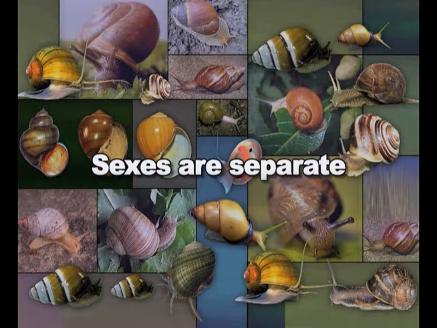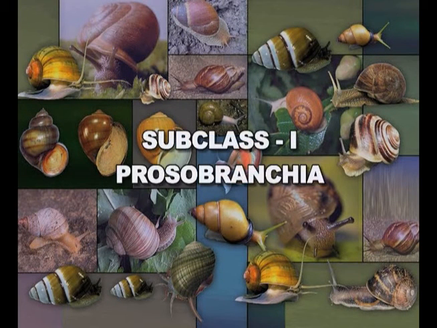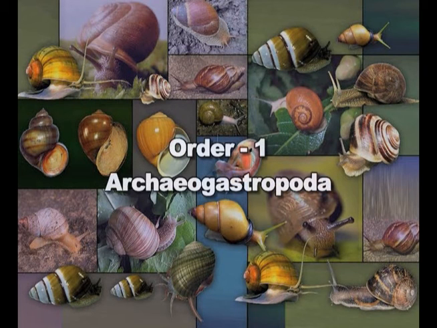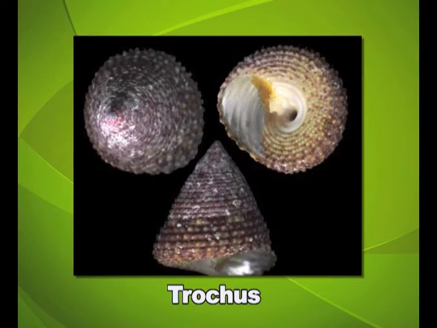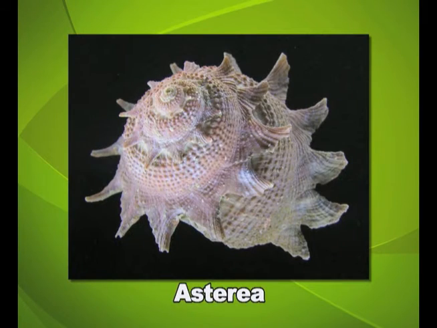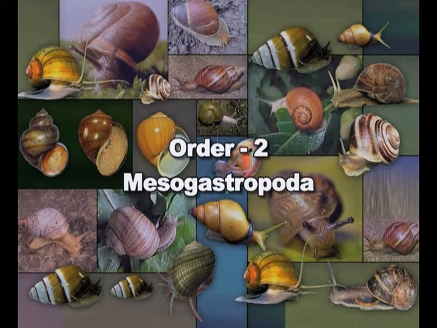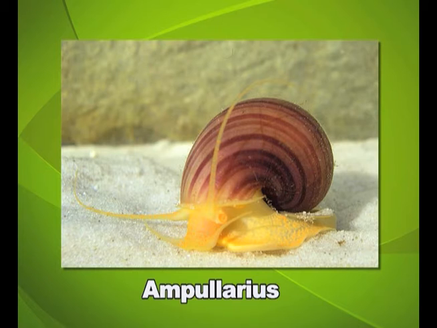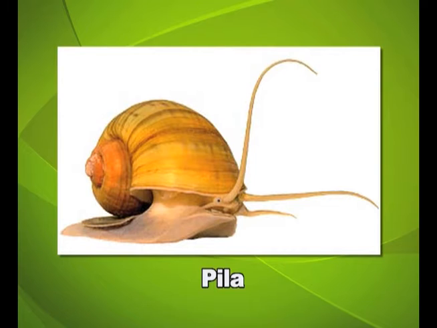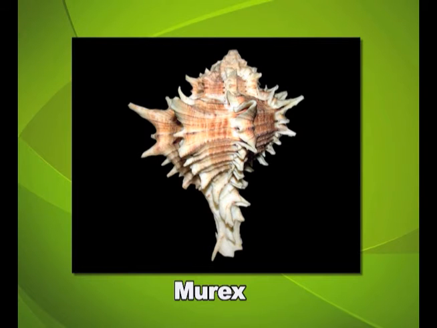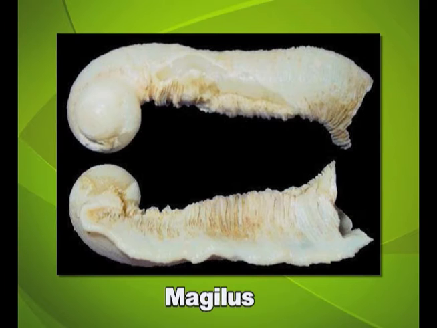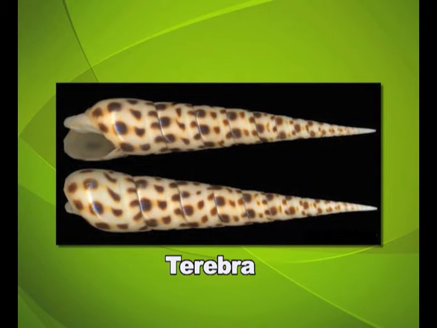Sexes are separate. Subclass 1. Prosobranchia. Order 1. Archaeogastropoda. Examples: Haliotis, Fissurella, Patella, Trochus and Astraea. Order 2. Mesogastropoda. Examples: Ampullaria, Pila and Hydrobia. Order 3. Stenoglossa or Neogastropoda. Examples: Murex, Magilus, Conus and Terebra.